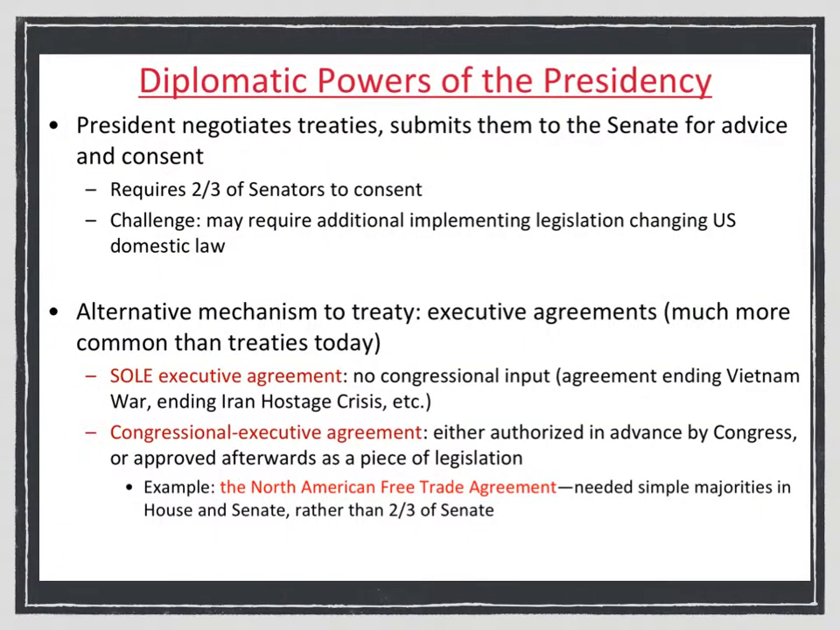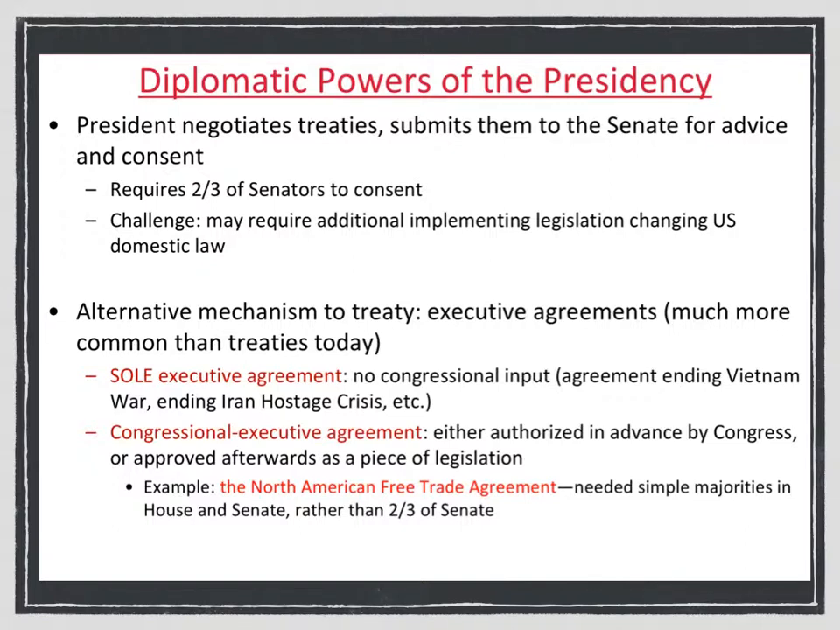Some other diplomatic powers of the presidency. The president negotiates treaties and submits them to the Senate for advice and consent to ratification. And that consent requires 2/3 of the senators to agree. The practice during George Washington's presidency was that he would actually show up to the Senate to consult with them about the treaty, but that proved so inefficient that it was quickly abandoned, and from that point forward, presidents simply negotiate the treaties and submit them for an up or down vote to the Senate.